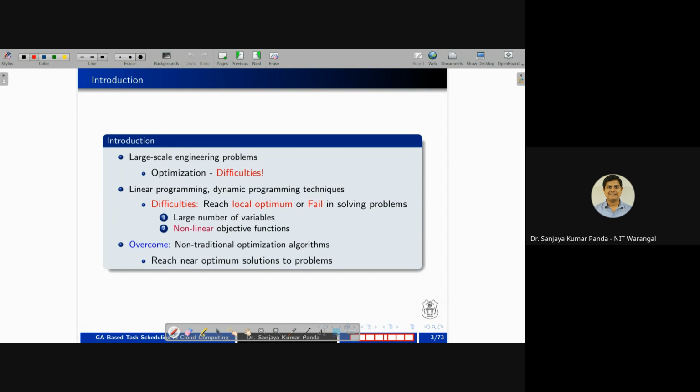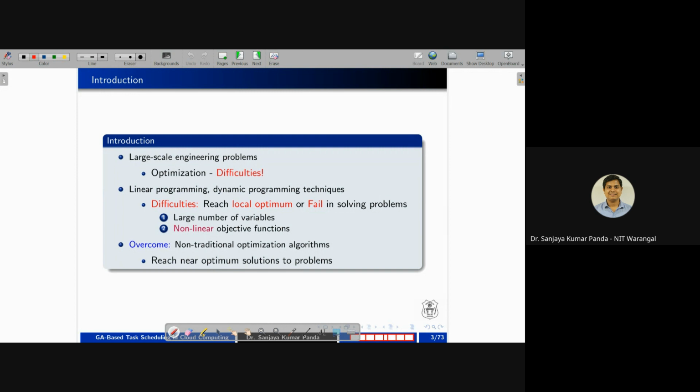You will see that if you solve using a non-traditional method, then we can reach near to the optimum solution. For example, if the optimum solution is 2, then you can reach the value 1.99, okay, or 1.99999 followed by some zeros and a 1. So these solutions are very close to the optimum solution. That's why we are applying the non-traditional optimization algorithm.